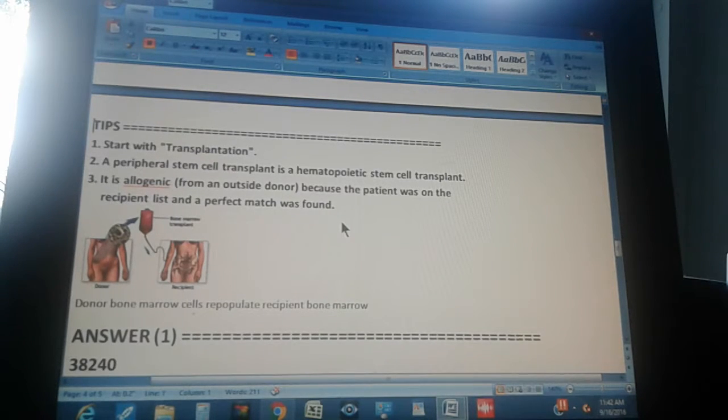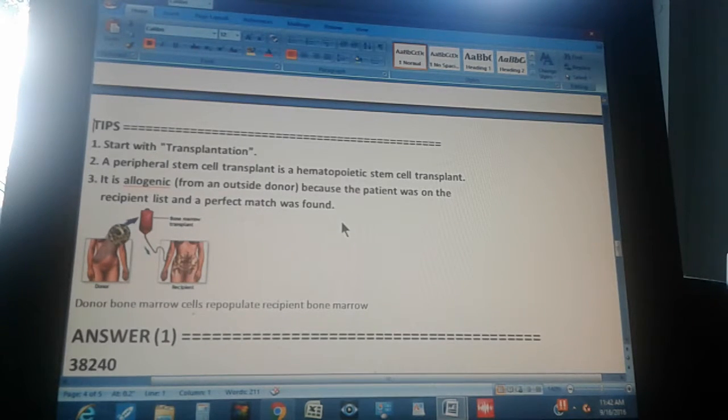The first concept is that a peripheral stem cell transplant is a hematopoietic stem cell transplant. Hematopoietic means producer of blood, and that's one of the types. There are 3 types, I think, and this is the second one. So a peripheral stem cell transplant is a hematopoietic stem cell transplant.